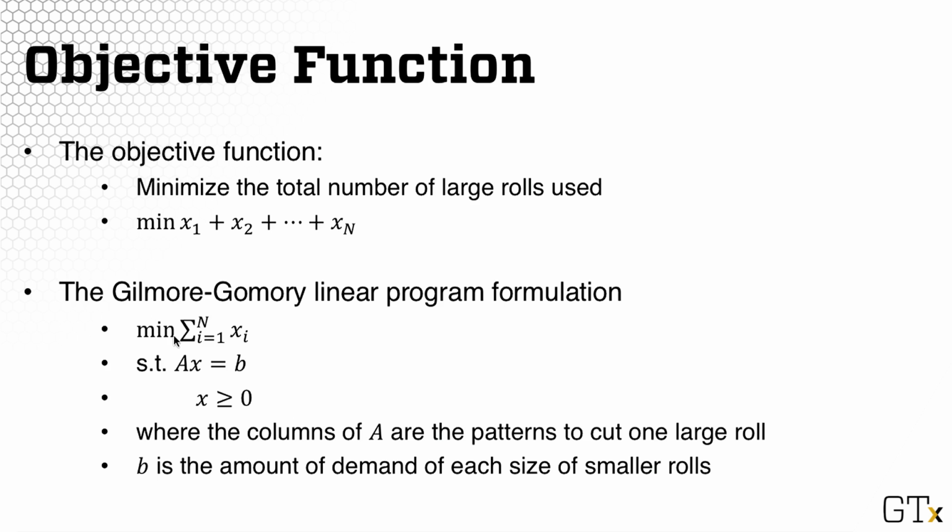The formulation is minimize the sum of xi's from i equals 1 to n. And the special thing here is the coefficient of this linear function is 1 for all the variables. That is very special, and we're going to use this special structure. The constraints are demand satisfaction constraints, Ax equals b, meaning I'm aggregating all the big rows together to satisfy each type of demand. And the number of big rows cut in each pattern should be non-negative.